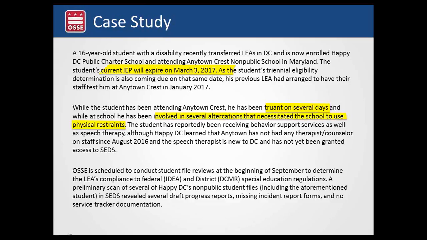So we're also concerned that the student has been involved in several incidents involving the use of a physical restraint. Again, going back to the COA regulations, the non-public school is required to notify the LEA that an incident has occurred, and that's within 24 hours, and not only notify the LEA, but to send a copy of the incident report to the LEA or to upload it into SEDS and to let the LEA know that it is available there.